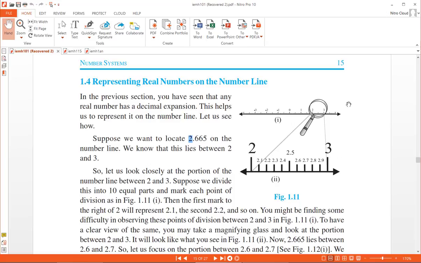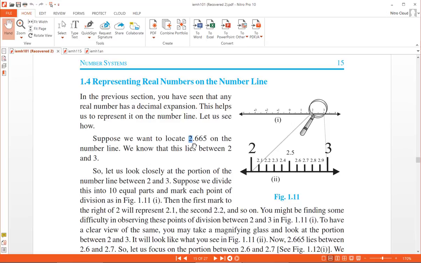You need subsequent magnification because ultimately on one number line you will not be able to go to so much precision. So we take a part of it, we magnify it, and then we subsequently keep magnifying till whatever decimal place we want the representation to be. Here I want 3 decimal representation. So I will look at the numbers first. Between 2 and 3 this will lie.